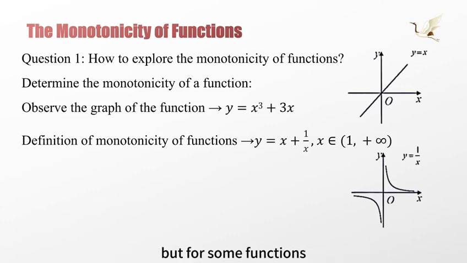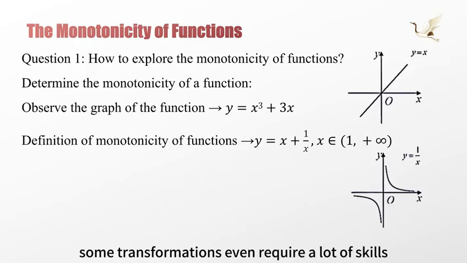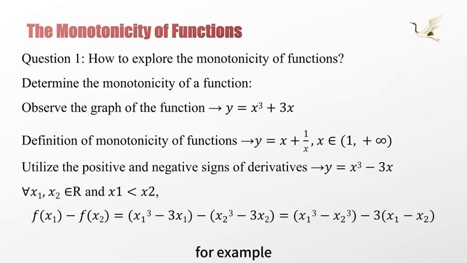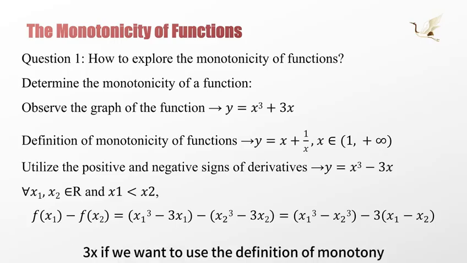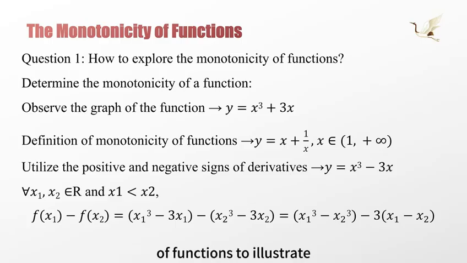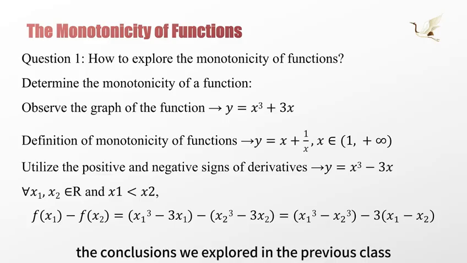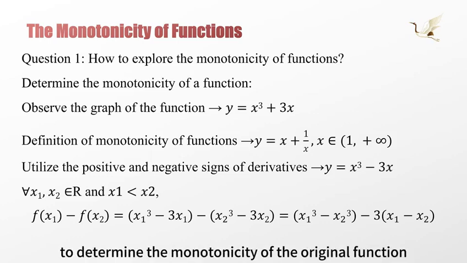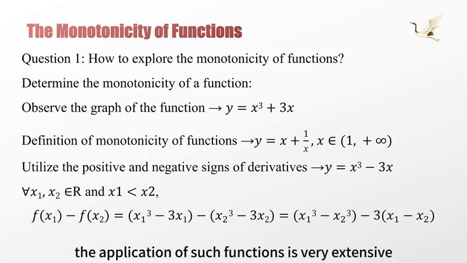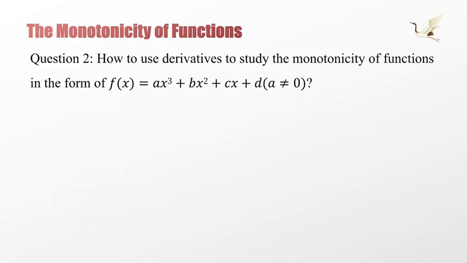But for some functions, if we want to use the definition of monotonicity to determine it, some transformations even require a lot of skill. For example, the function y equals x cubed minus 3x. If we want to use the definition of monotonicity to illustrate, you will find some difficulties. So at this point, we can use the conclusions we explored in the previous class: use the sign of the derivative to determine the monotonicity of the original function. In fact, the application of such functions is very extensive. Let's start exploring again.